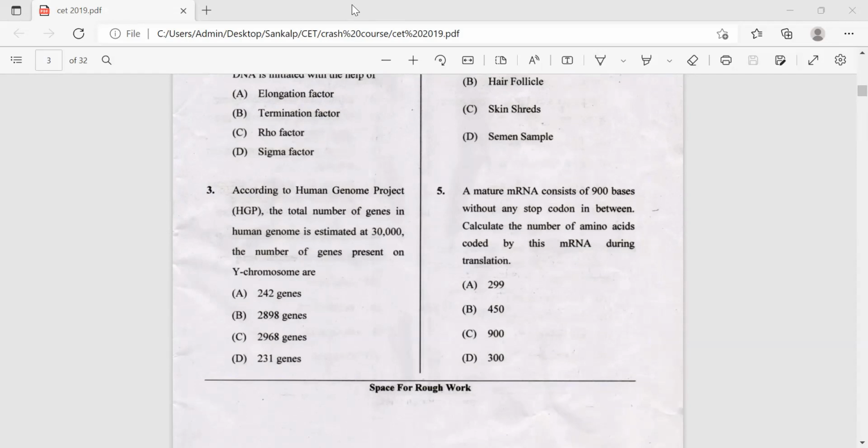Fine. So the sigma factor: we have the transcription enzyme RNA polymerase. With the RNA polymerase, we will have the sigma factor, which initiates or starts the transcription in prokaryotes. The third question goes like this.